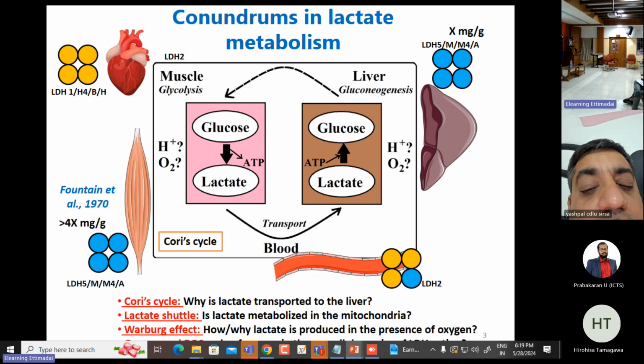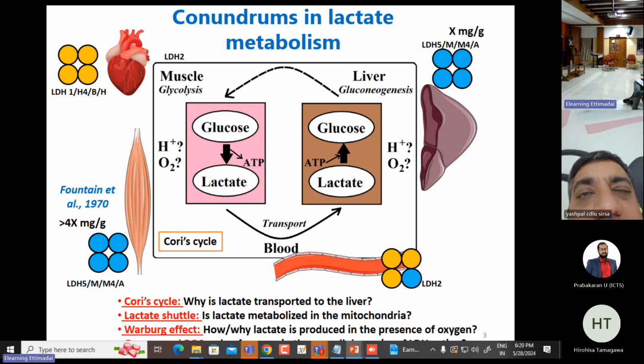All the oxygen that is there in the muscle tissue gets consumed, and then there is fermentation, right? Anaerobic glycolysis, anaerobic respiration, basically. So whatever pyruvate is there is going to be converted into lactate in the absence of oxygen or hypoxic conditions. But there is 4 times more LDH in muscle than in the liver.